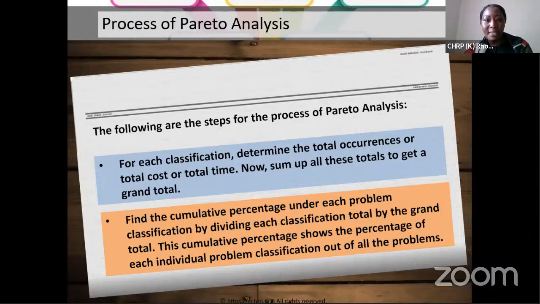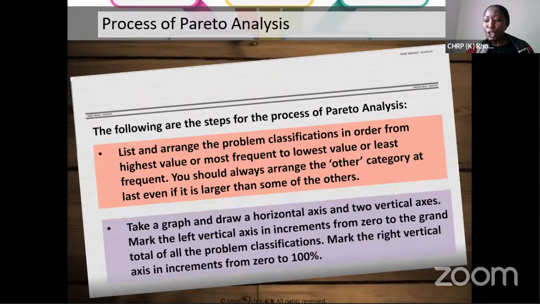After you do the percentages, the next thing you'll do is arrange the problem classifications we arrived at from the highest value to the lowest. So which is the most frequent? You start from the highest to the lowest frequency, and the "other" category should be last regardless of the results. You just plug it in at the end.